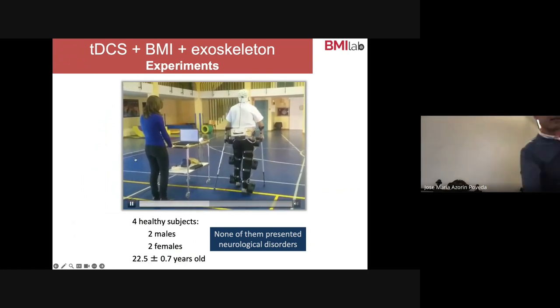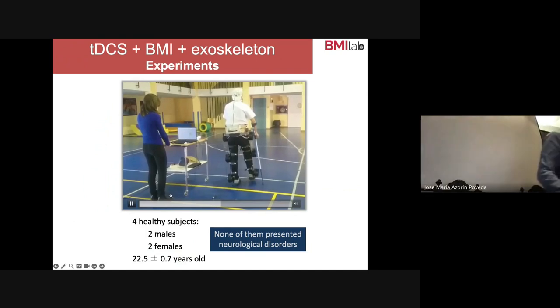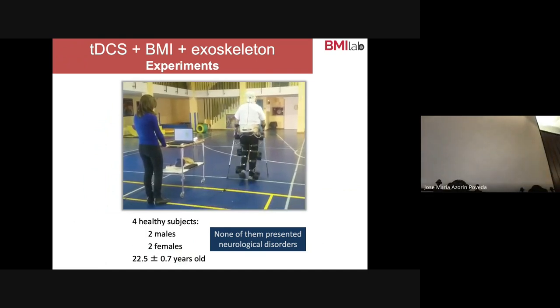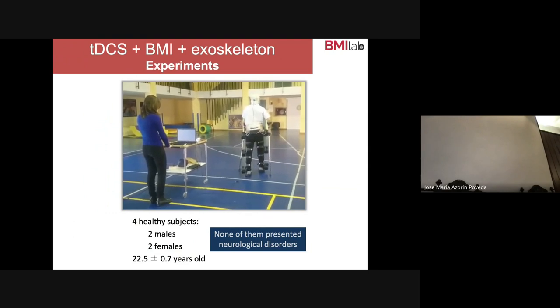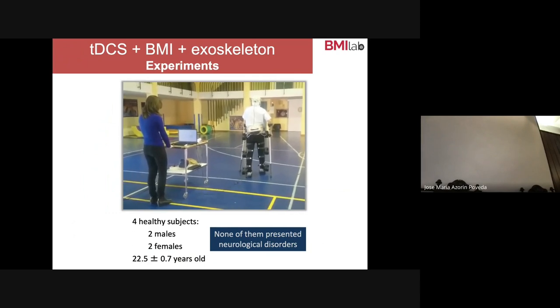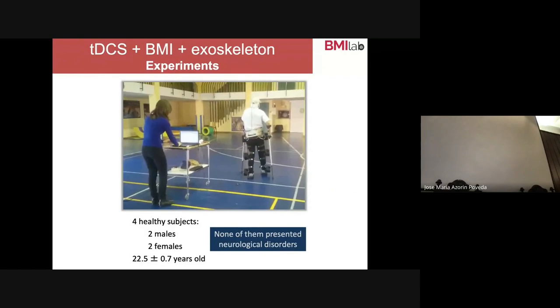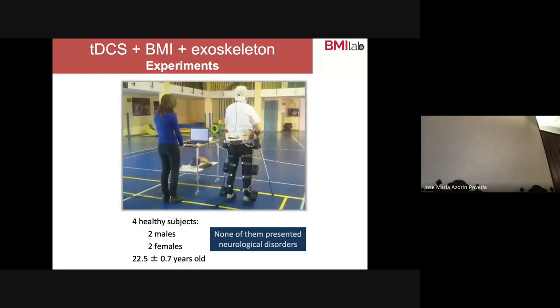Well, I'm going to tell that because I think that the sound is soft. But basically, the person is, first of all, relaxed. The person hears that sound, and after hearing that sound, the person starts to think about moving his or her legs. When the BCI detects that, the BCI starts to command the exoskeleton, and the exoskeleton is being controlled. If there is some moment that the person is not thinking about that, the exoskeleton is stopped.